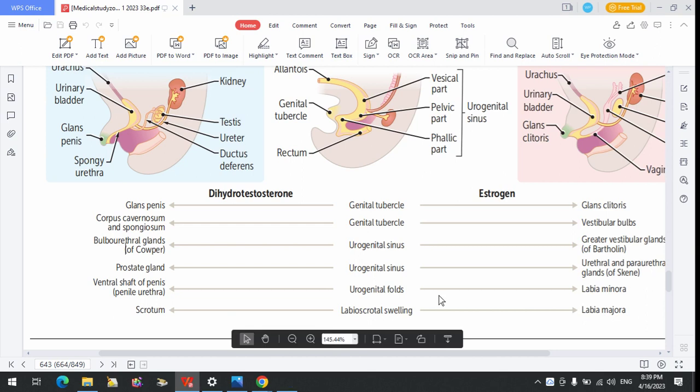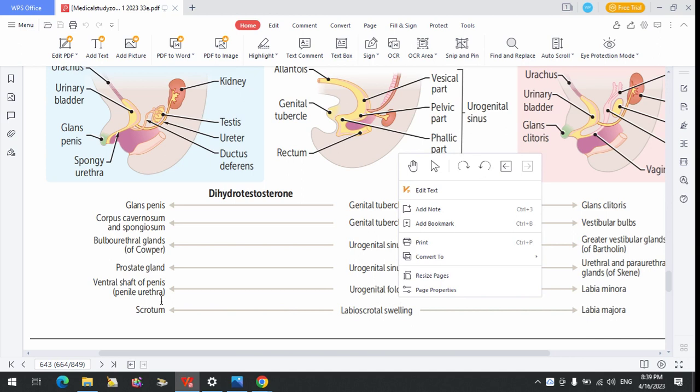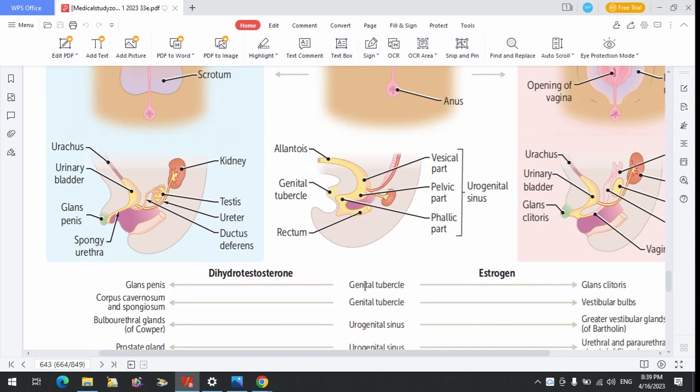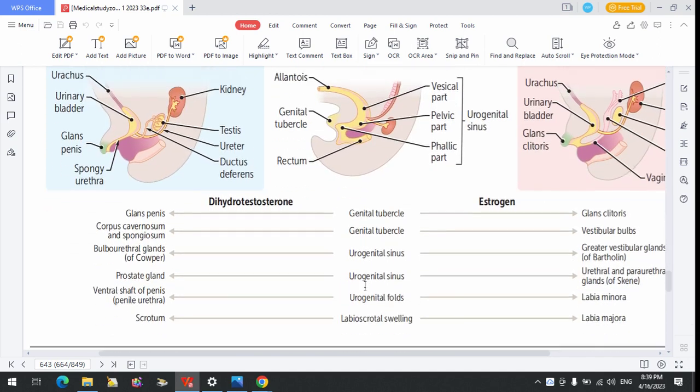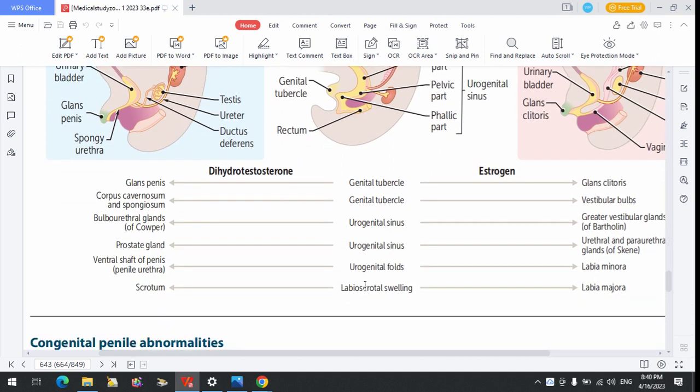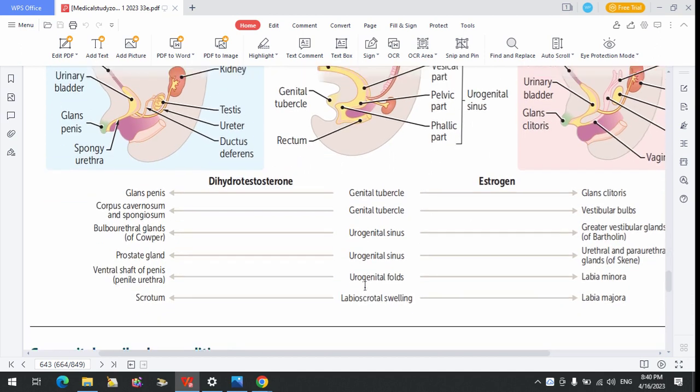The urogenital folds will close over each other and form the ventral shaft of the penis, or the penile urethra. In the female, they will not close, they will open and form the labia minora. It is the labioscrotal swelling that forms the labia majora and the scrotum.